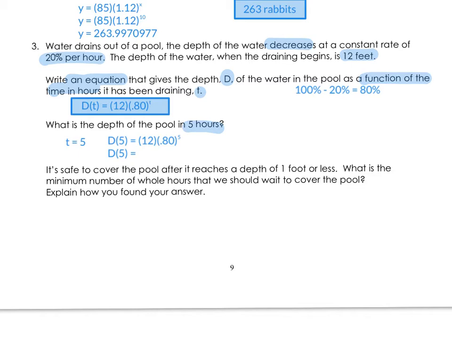Raised to, so remember that's under the clear button, the fifth, and then you hit enter and we get 3.93216. They didn't give me any rounding rules or anything, so I'm just going to leave it as that. That means the exact depth would be 3.93216 feet. That would be my depth after T hours exactly.